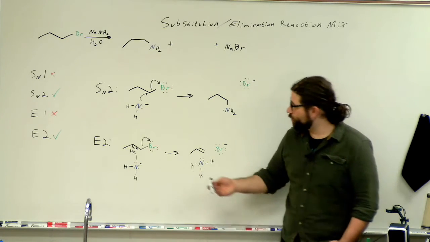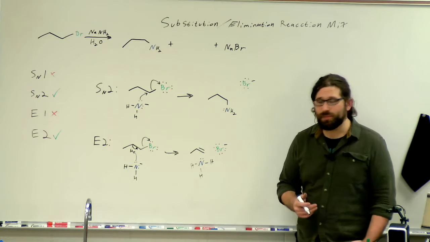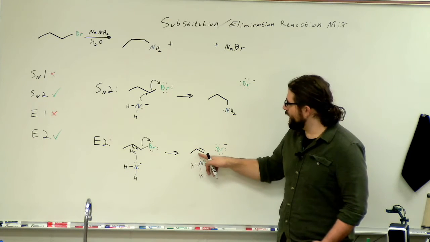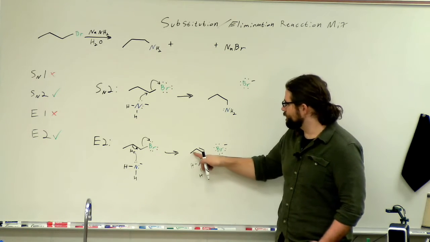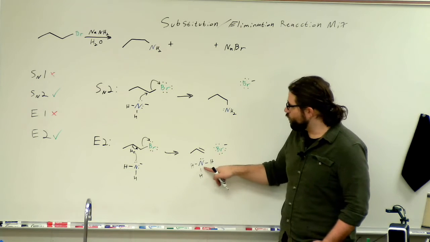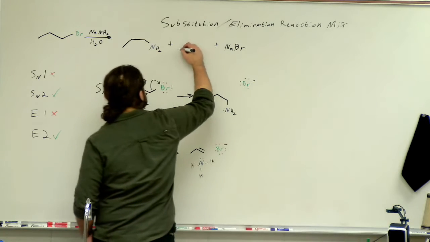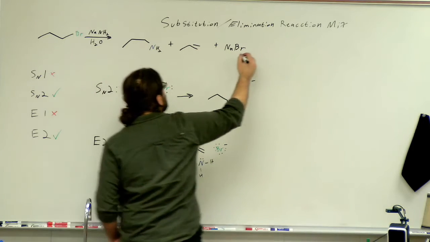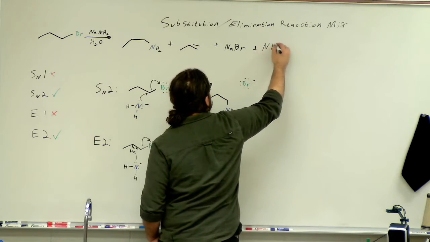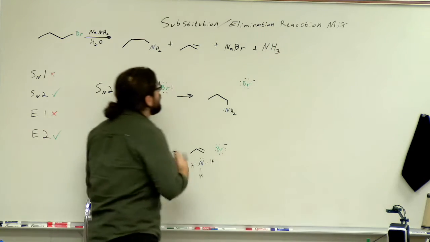And so the products that we get from the E2 mechanism are just a simple propene, along with an ammonia. So this reaction would actually start to smell pretty strongly of ammonia. There we go, 4 products.